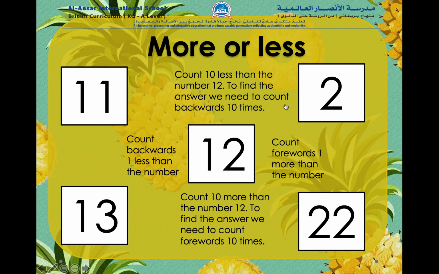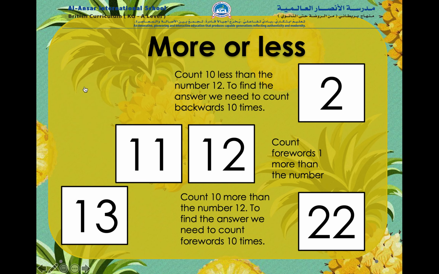Now, for this exercise, we're going to look at more or less of the number. We want to find what is 1 more than the number, 1 less than the number, 10 more than the number, and 10 less than the number. So let us start with this one. It says count backwards 1 less than the number. So we're only going to count backwards by 1. And what will our answer be? If we're counting only 1 time backwards, what number is 1 smaller than 12? If you've guessed that the number 11 is 1 less than 12, amazing!